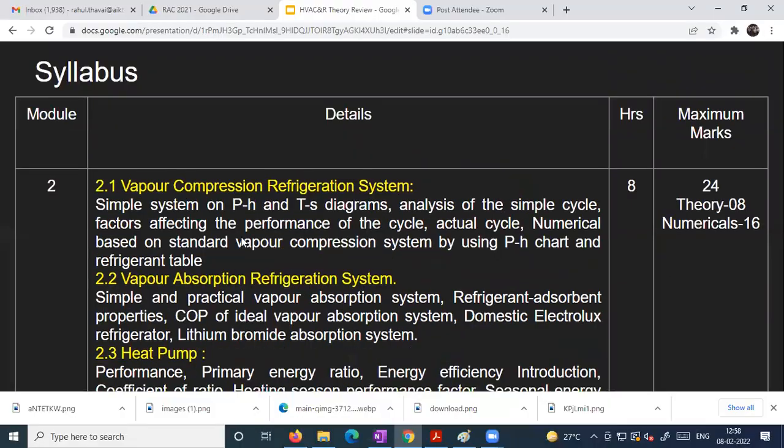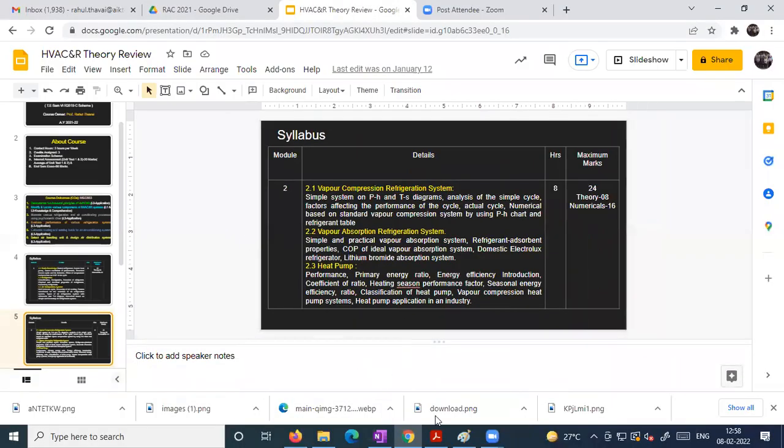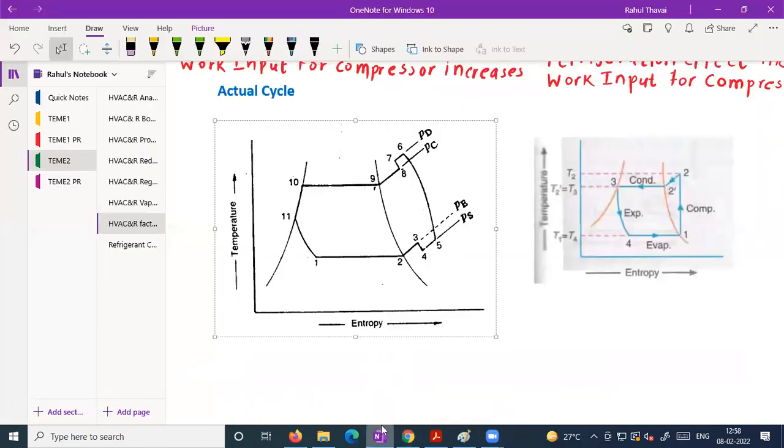Is that okay, all of you? Yes, yes sir. Okay, so with this we will conclude today's session, and in the next session we will continue with the actual cycle and the numericals based on the vapor compression refrigeration system.